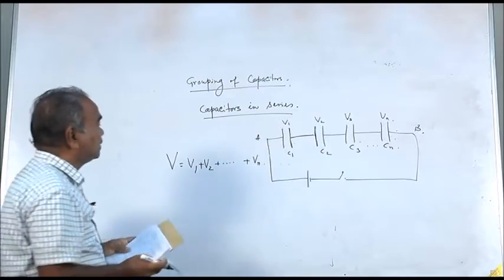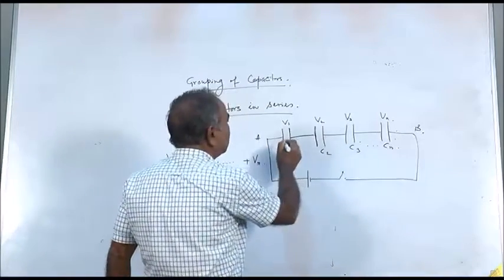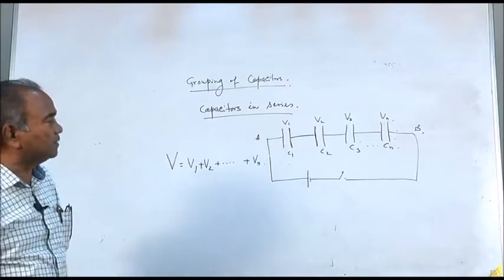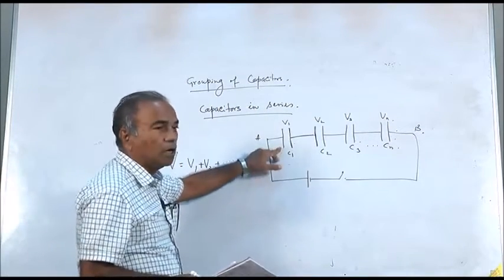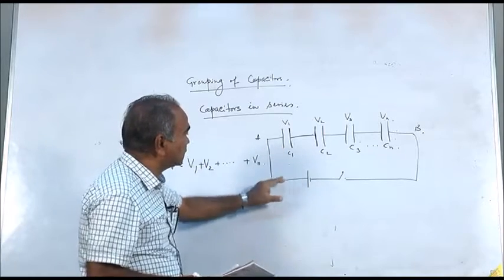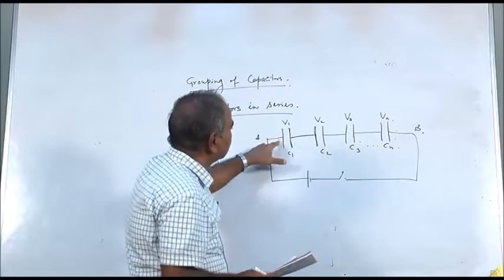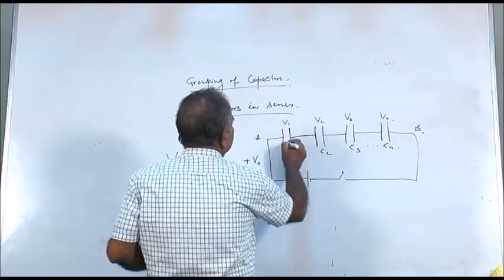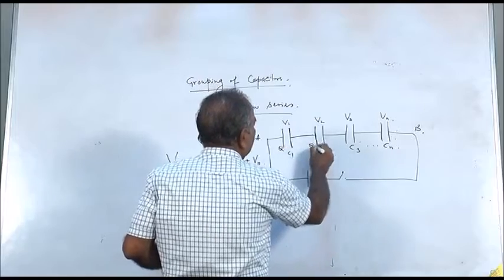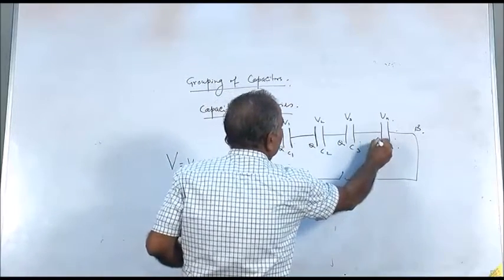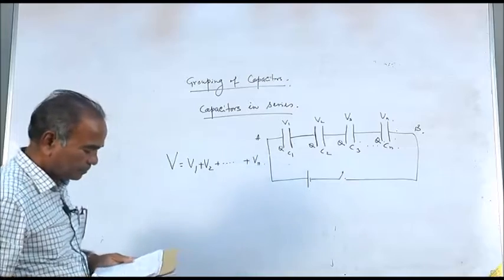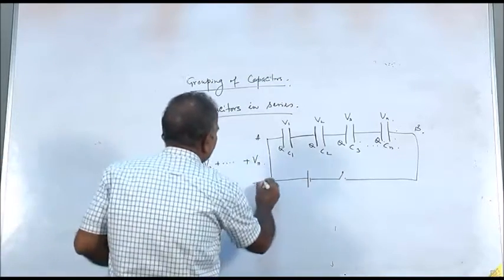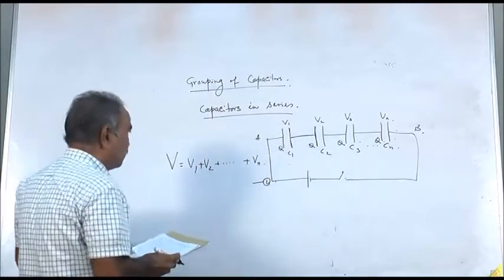But you mark that the charge developed is the same everywhere. All capacitors will acquire the same charge because there is no other way out. The charges developed remain the same throughout all the capacitors. So it acquires a charge of Q. Similarly, this capacitor acquires a charge Q. So this is equation 1.